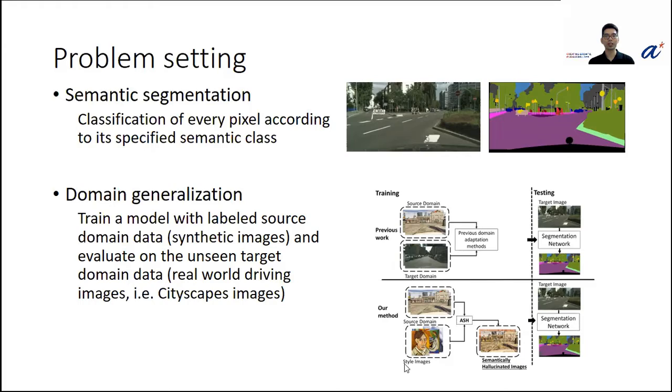Therefore, for our approach, we use style images to transform the source domain images to form semantically hallucinated images. These images will be used during training to help improve performance.